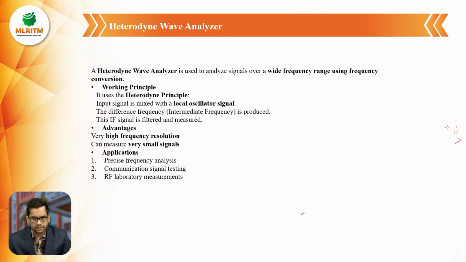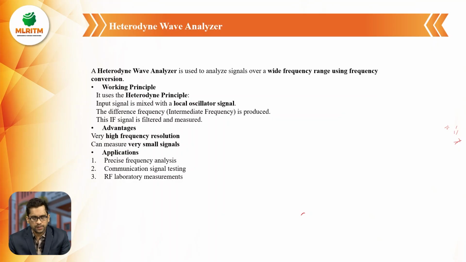Heterodyne wave analyzers have high frequency resolution. Due to the high frequency resolution, they can measure small quantities of signals. Mainly these are used in radar applications and satellite applications. In those applications, very small quantities of signals will be measured. Accuracy is more important in those applications, so in this type of application we mainly use heterodyne wave analyzers.